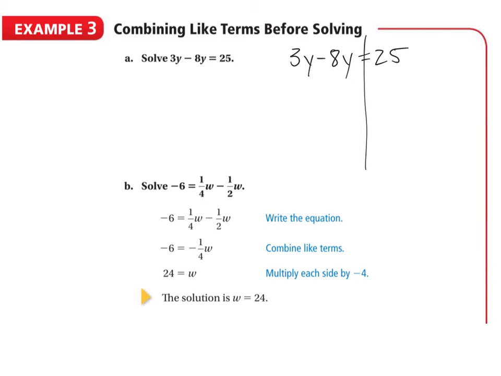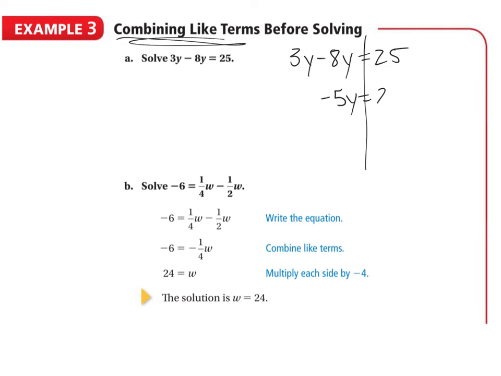Okay, so we have to combine like terms first. Hopefully you were thinking that because it says combine like terms. So we're adding and subtracting. When we add and subtract, we sing the song, right? So we have a positive 3y and a negative 8y. Different signs subtract. 8 minus 3 is 5. Keep the sign of the bigger number.